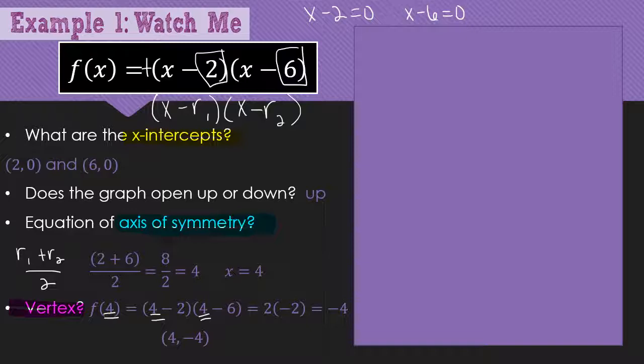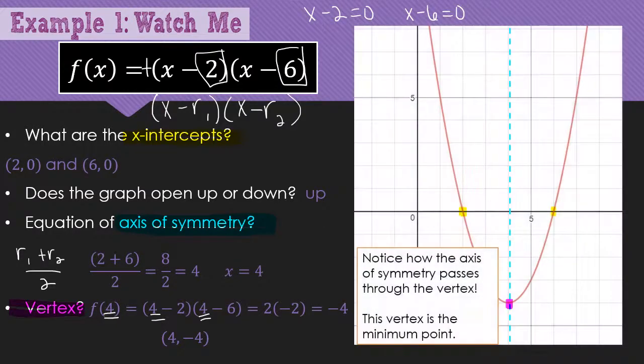That's going to be the minimum of my graph. So when I go to graph this, I'll show you what it looks like. Okay, if we refer to our rules, we can start by graphing our x-intercepts. So those are my points in yellow. Okay, so I graphed here at (2, 0), and I graphed another point here at (6, 0).